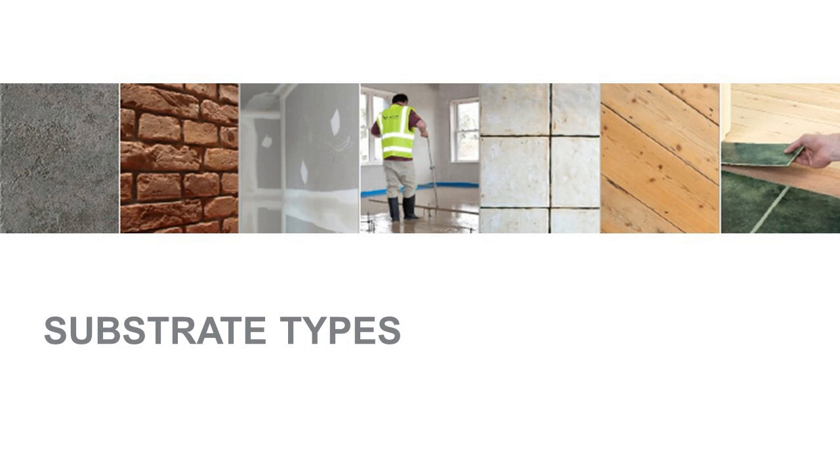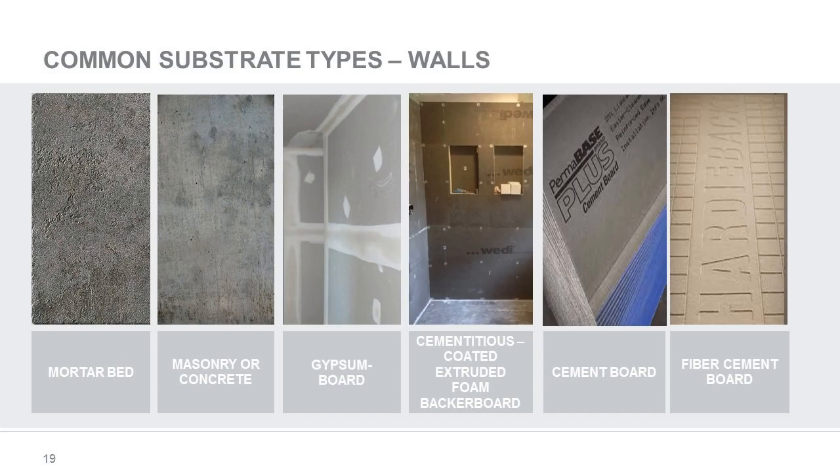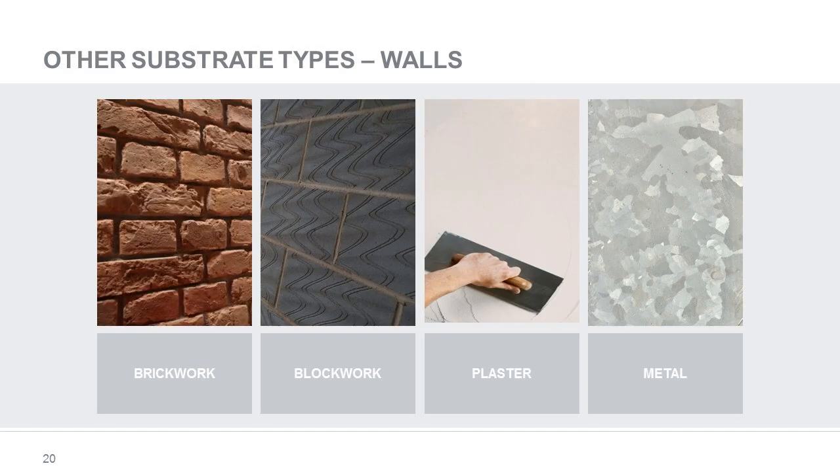Substrates for tiling stone tiles and the situations where we place tiling influence the choice of the tile mortar or grout and the specification. Common substrates for walls: your sand and cement mortars, masonry or concrete, gypsum board, which is also known as drywall. You have cementitious coated extruded foam backer boards, cement board, and fiber cement board. Other substrates will include brickwork, block work, plaster walls, and we even see metal substrates.